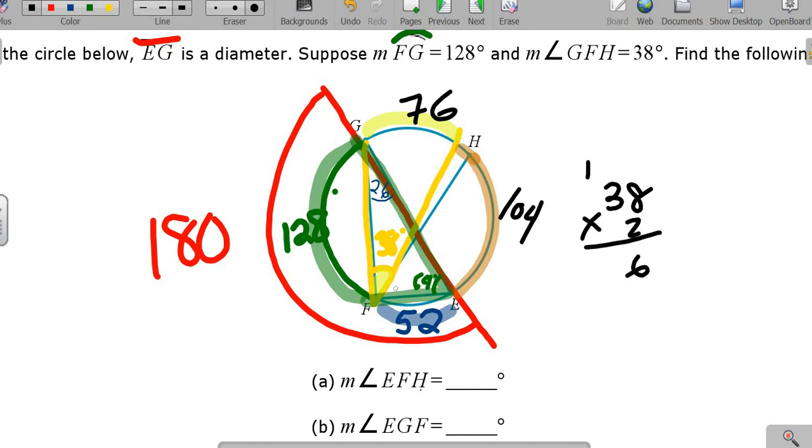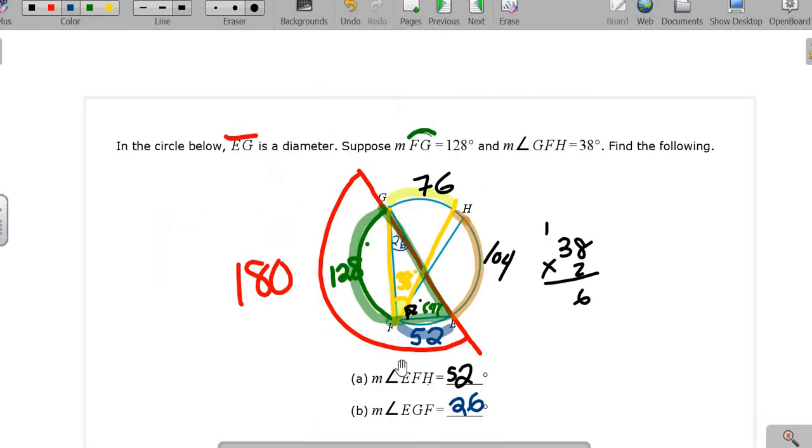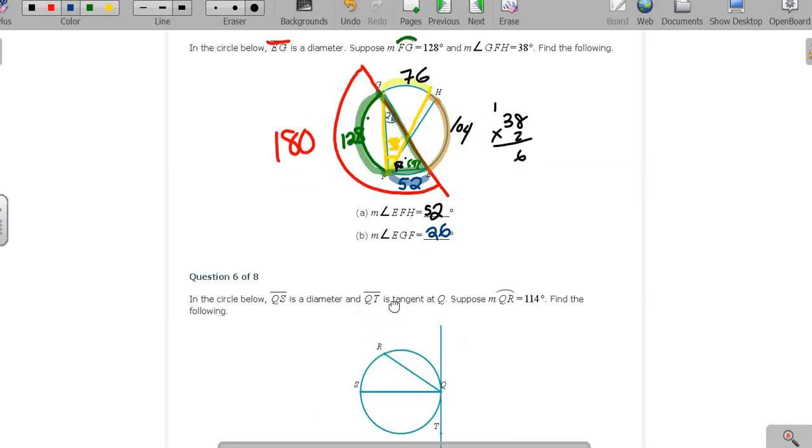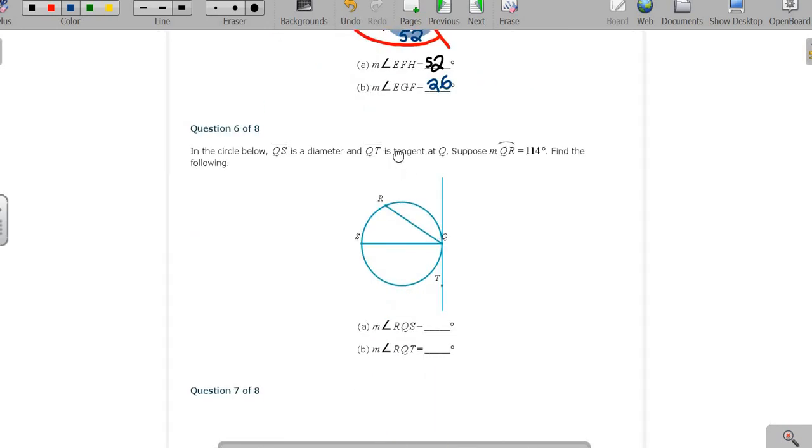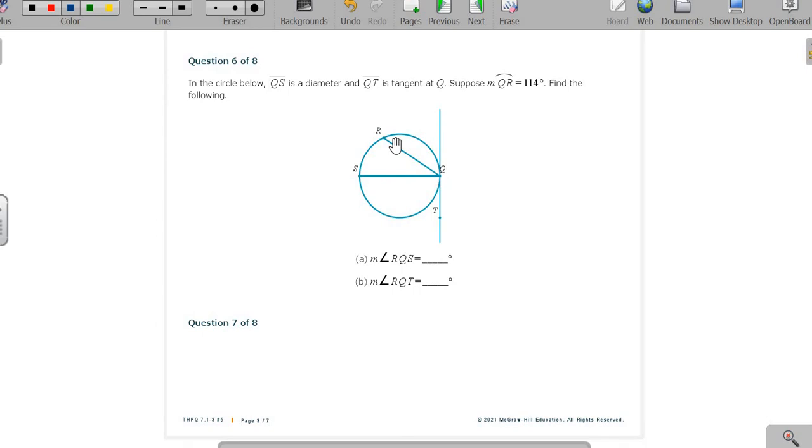EFH is right here. That's going to be 52. EGF, it's important you follow those letters, EGF, that's the 26. Taking a look here.